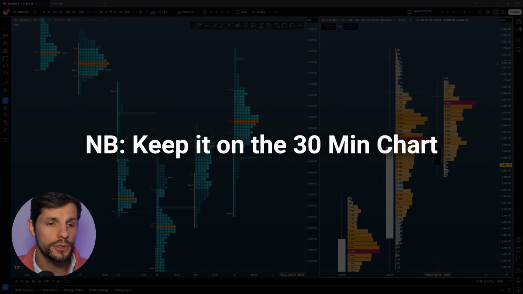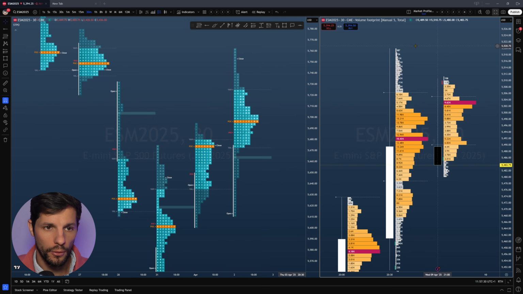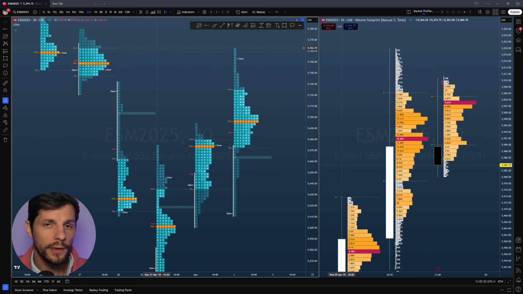So this is important that you don't change. Keep it on the 30-minute. So on the right, 30-minute, and on the left, also 30-minute. It's the TPO theory market profile, so it should be on the 30-minute. However, for the actual profile, you're looking at the full composite. So left market profile on the 30-minute chart, looking at the whole day.